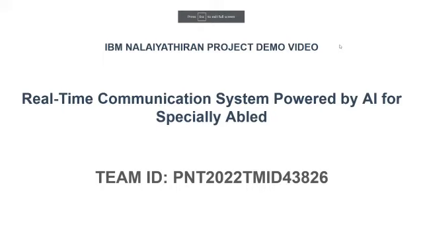Hello everyone. I'm here to introduce my IBM project, a real-time communication system powered by AI for specially abled persons. Our team ID is PNT 2022 TMID 43826. The real-time communication system powered by AI for the specially abled.